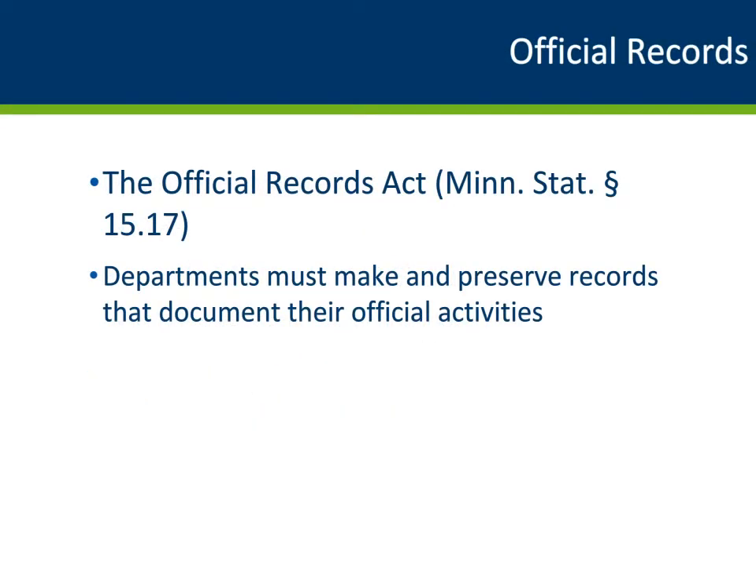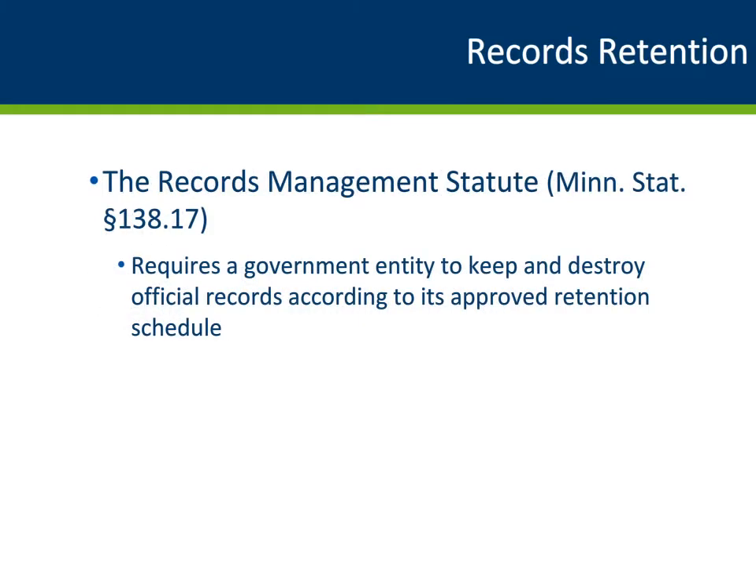The Official Records Act states that government employees must make and preserve all records necessary to a full and accurate knowledge of their official activities. This means government must create certain records. How a department chooses which documents to create as official records is within the mission and discretion of the agency. For effective and efficient government, records must also periodically be destroyed.